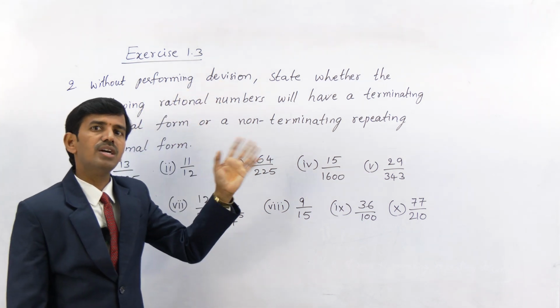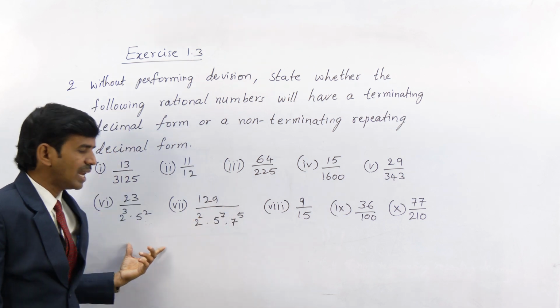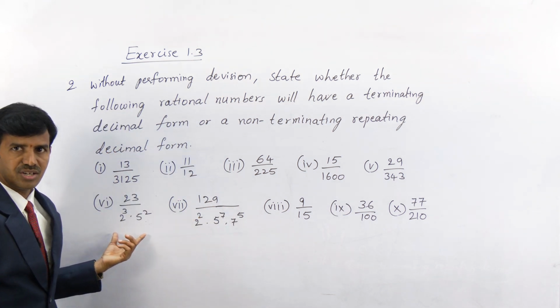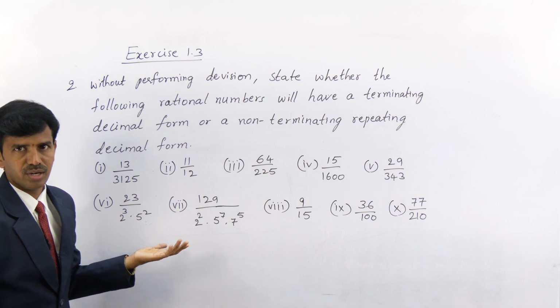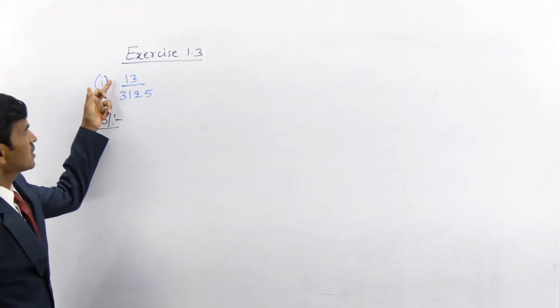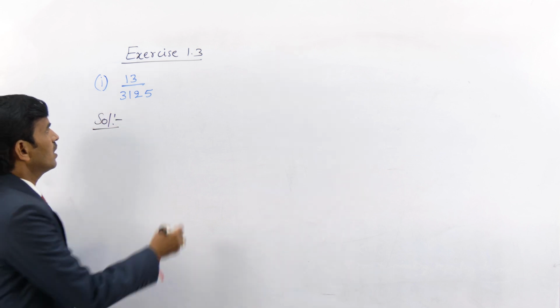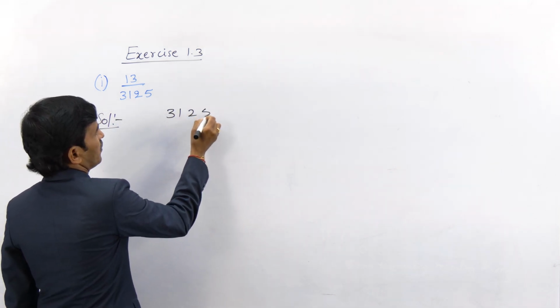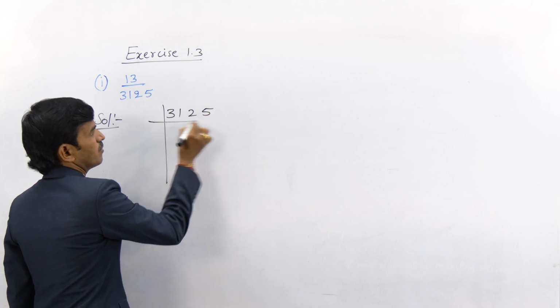As we have done division in the first bit, whereas in the second bit, directly by using the denominator condition, that is 2 power n into 5 power m or not. Let us see here. Consider this rational number which is 13 by 3125, in which denominator is 3125. Let's find its prime factors.